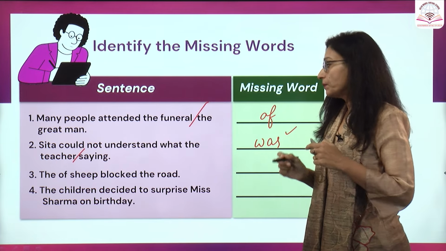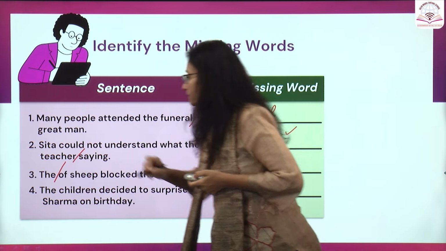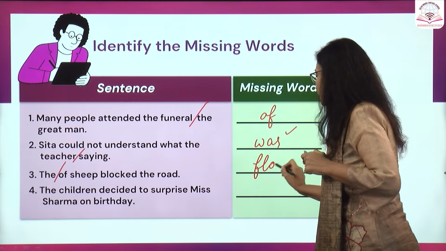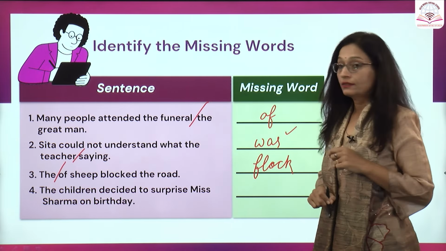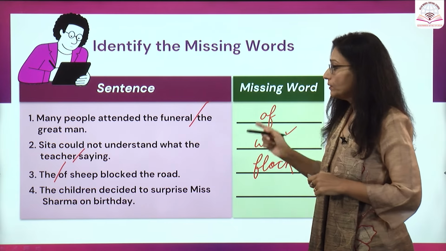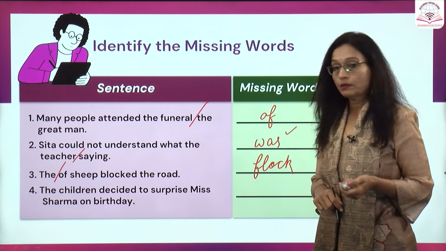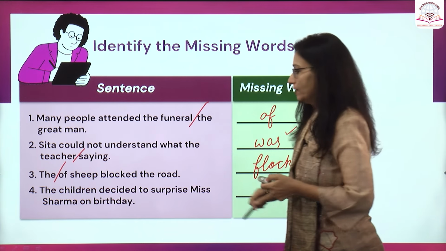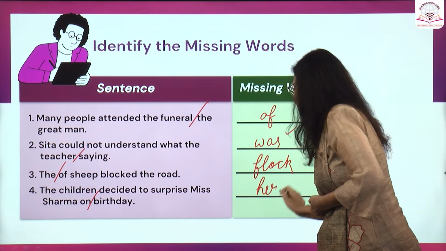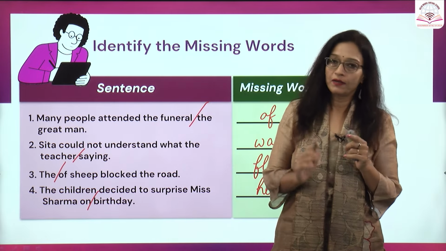The of sheep blocked the road. Now the missing word here, and the word is flock, which is a collective noun, and the sentence becomes, the flock of sheep blocked the road. Now the next sentence. The children decided to surprise Miss Sharma on birthday. So if we write her here, it will make a better sense. The children decided to surprise Miss Sharma on her birthday.